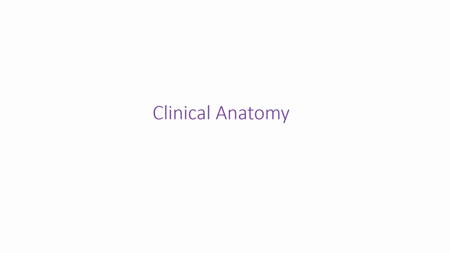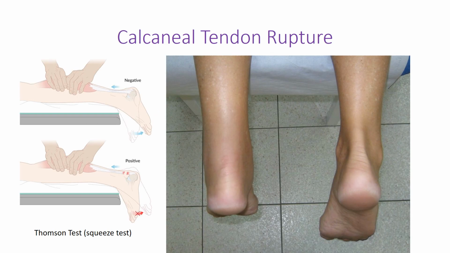Now we're going to finish up with some clinical anatomy. Okay, we'll keep the clinical anatomy relatively short. The first thing we're going to talk about is the calcaneal tendon rupture, also known as the Achilles tendon rupture. These tendons, you'll see this with the ACL and PCL, are highly vascular. So when they are damaged, you get a lot of swelling, which you can see here.